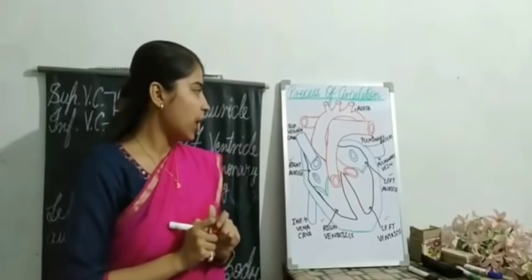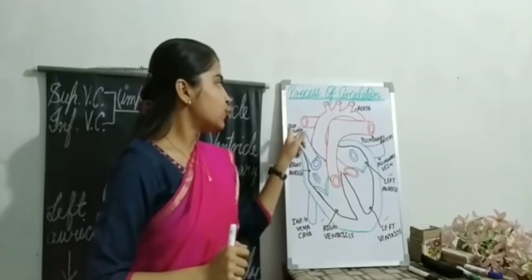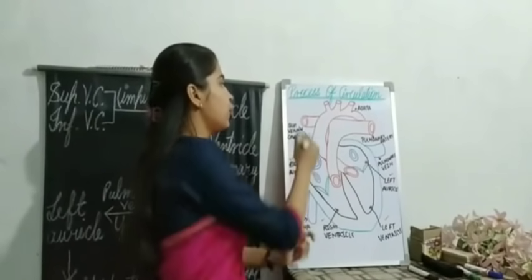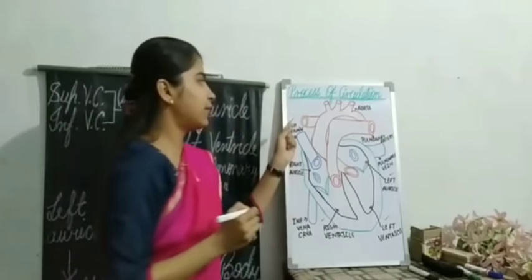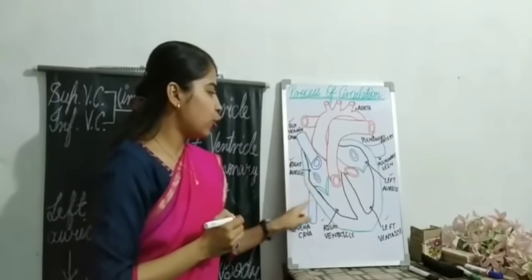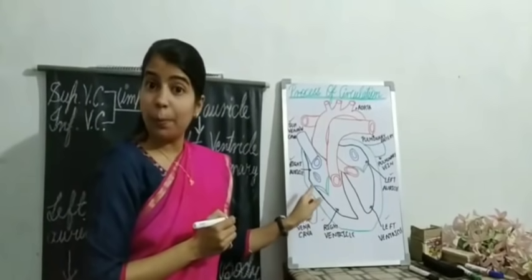Clear? Now, in your right auricle, 2 veins will enter. That is, the upper vein is your superior vena cava. I have written the short form for superior. And from your lower body parts, your inferior vena cava will bring the blood.